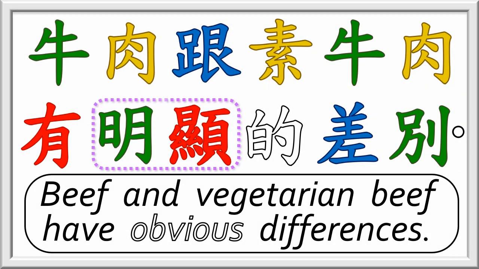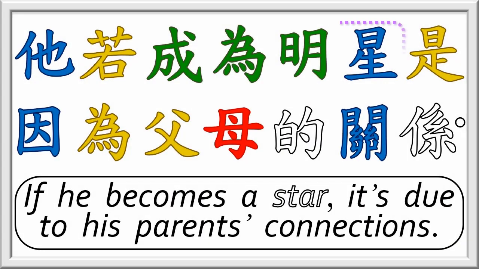Paired with 显, 明显, we have an adjective for clear or obvious. 牛肉跟素牛肉有明显的差别。Beef and vegetarian beef are very noticeably different. 明星 is a famous star in any field, such as sports or films. 他若成为明星，是因为父母的关系。If he makes it as a star, it's due to his parents' connections.